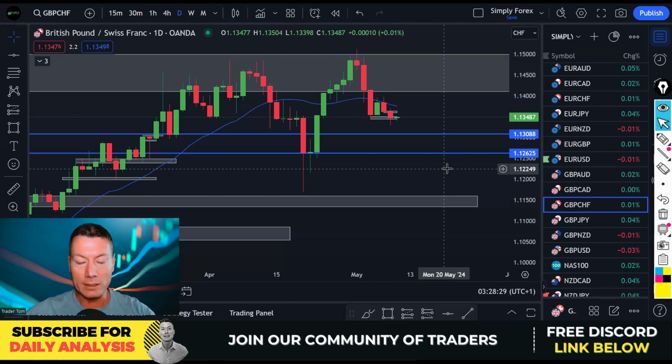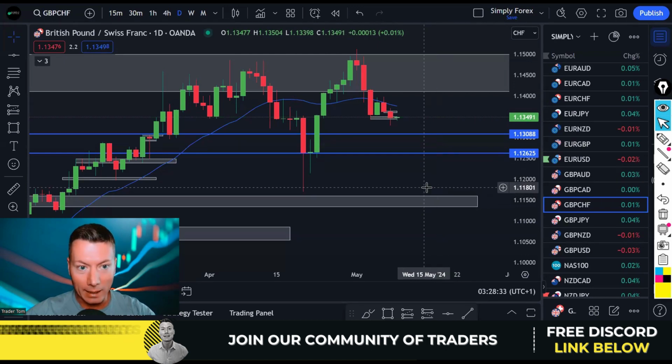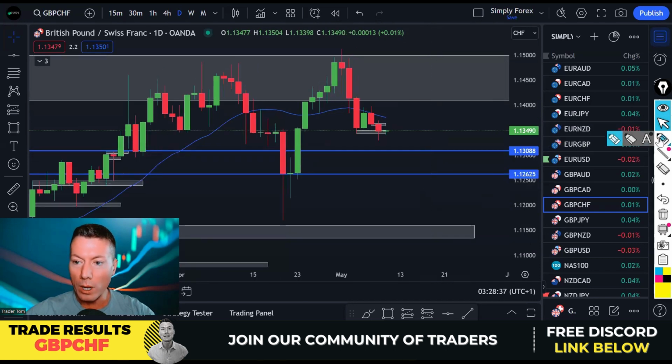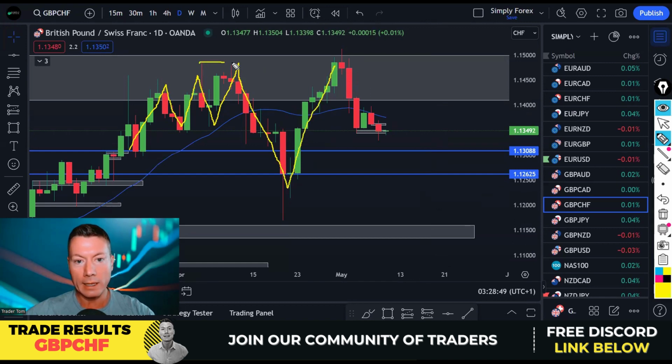Right, let's get started. So let's start with the trade that I took yesterday, and it was a sell on pound Swiss franc. And why were we looking to sell it? Well, we were in a downtrend. This high right there never gets broken. These highs here never get broken. So for me, we're still in a downtrend.